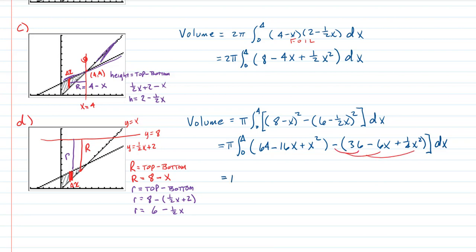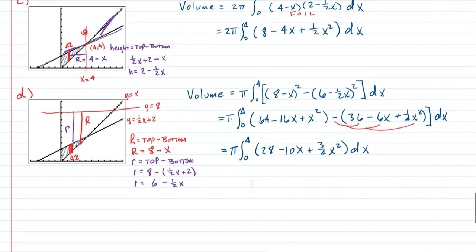So we get that the volume is going to be pi times the integral from 0 to 4 of 64 minus 36 is 28. And then we have a negative 16x plus 6x gives us a negative 10x. And then plus x squared minus 1/4 x is going to be plus 3/4 x squared dx. And so to find the volume, I would want to evaluate this definite integral. So let's just do a quick recap here.